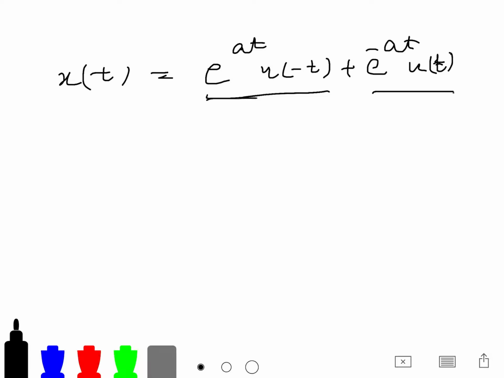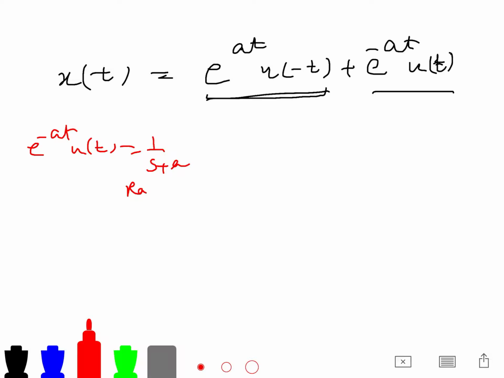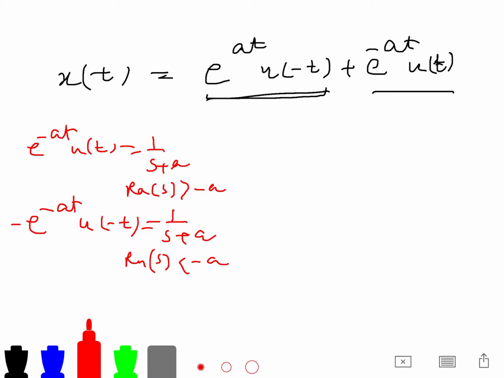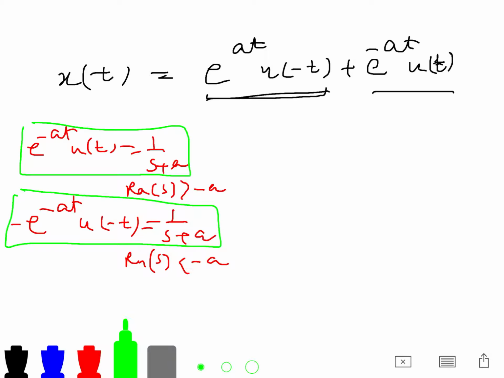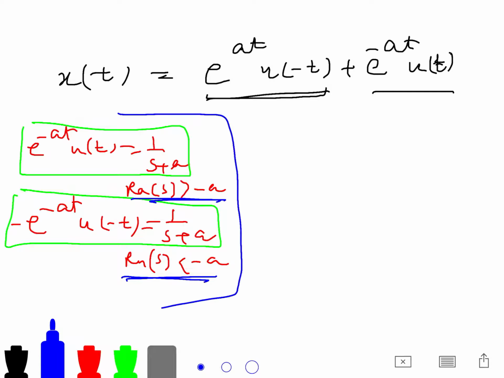Now you can write the transform for the given function using the transform pairs that you have already calculated. e to the power minus at u(t) has the Laplace transform 1 upon s plus a, real part of s greater than minus a. e to the power minus at u of minus t, with a minus sign, gives 1 upon s plus a, real part of s less than minus a. The Laplace transforms are the same for both cases. The difference is the ROC. So using these transform pairs, write the transform of this function.